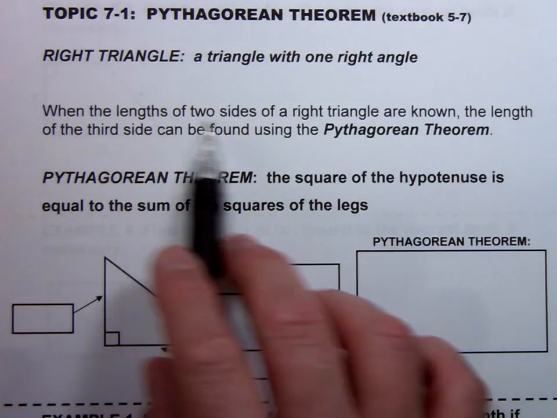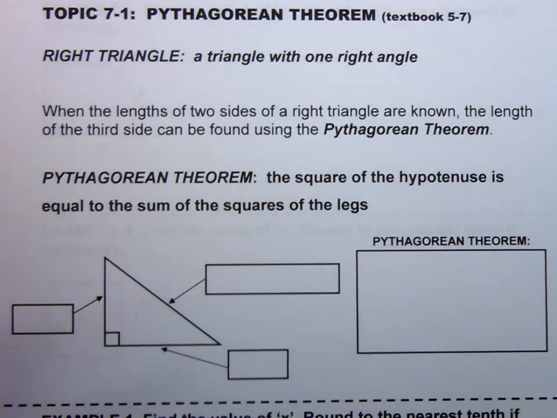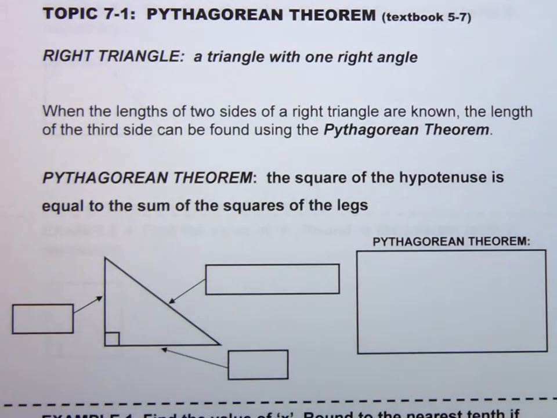When the lengths of two sides of a right triangle are known, the length of the third side can be found using the Pythagorean theorem. There are a few exceptions to this. Let's say you only know one side. You're actually missing two sides. As long as those two missing sides are the same variable, the same length, you could still find it. But typically we have the lengths of two sides, and we use the Pythagorean theorem to find the length of the third side.